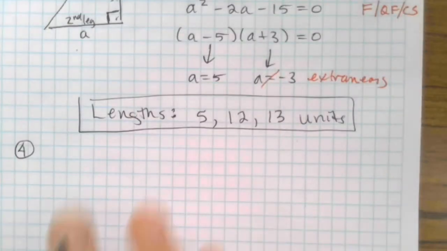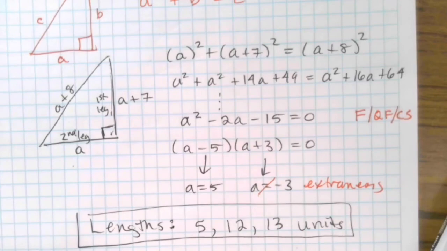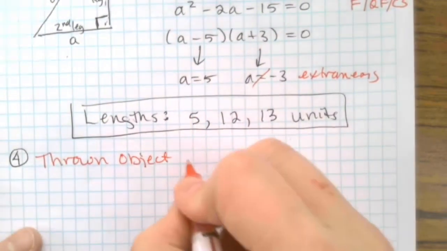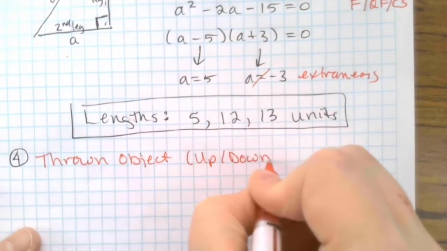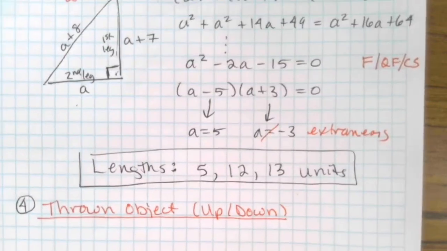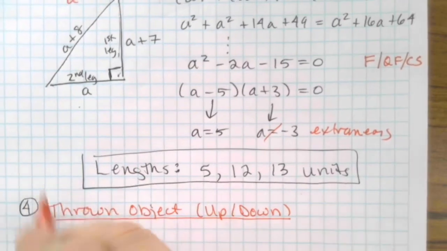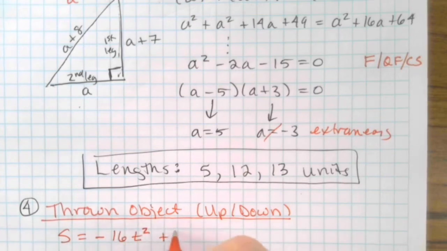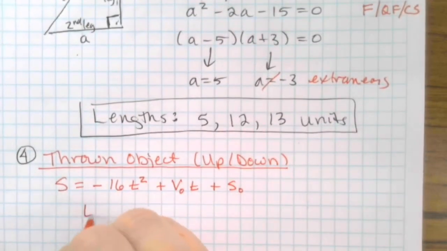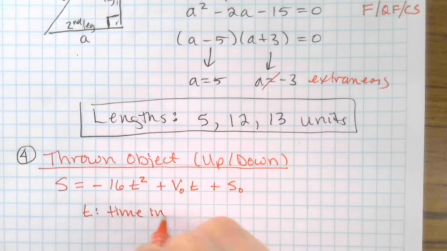Okay, so to do this problem, this is a thrown object. And this particular approach or equation is just you've thrown it up and it falls down. There's no curvature to it. We'll do those later. So your equation is s equals negative 16 t squared plus v sub 0 t plus s sub 0, which looks really complicated, but it's actually not. T is the time in the air.